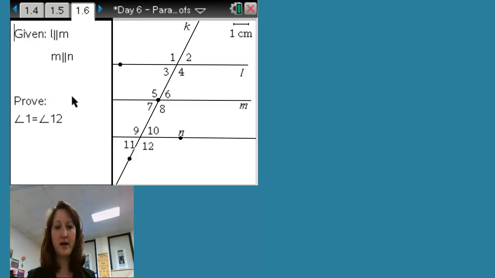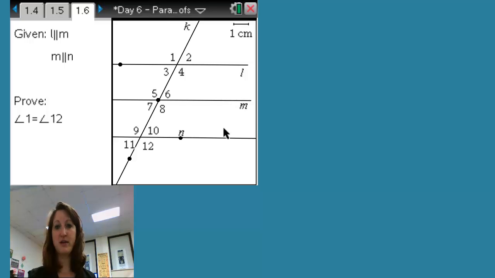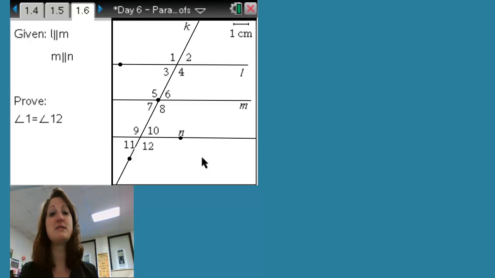Alright, now the next one that we have on here is just a little bit trickier. With this one, we actually have three parallel lines. L is parallel to M, and M is parallel to N. So those three lines are all parallel. We want to prove that angle 1 way up here is equal to angle 12 way down here. Now, for this one, there's a whole bunch of different ways that you can do this proof. I would say at least 10 different ways.